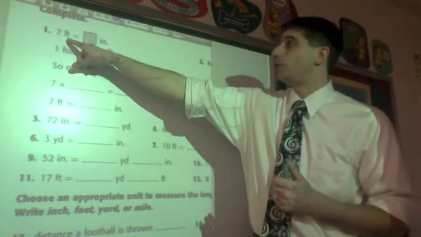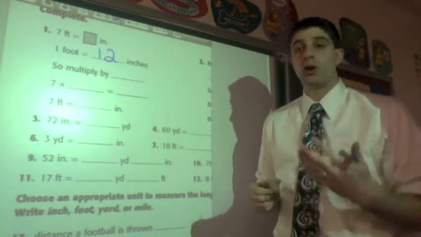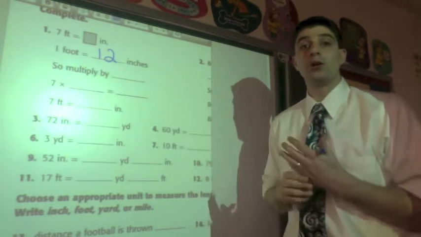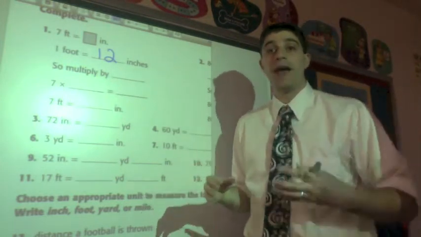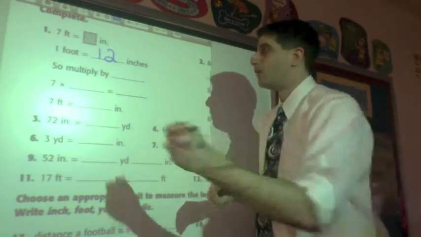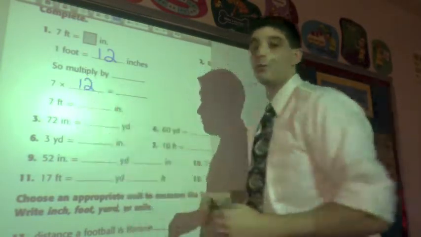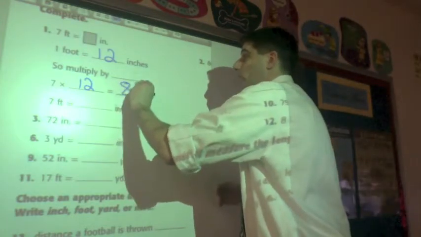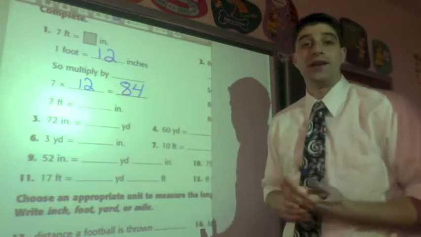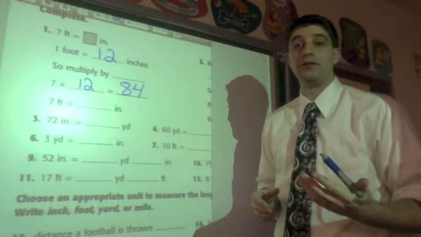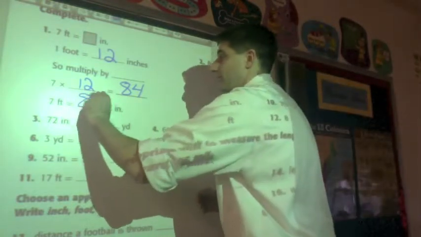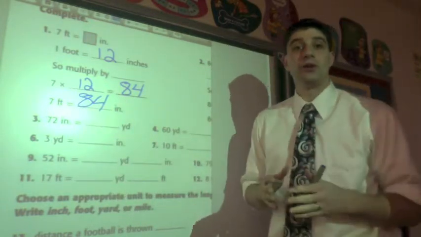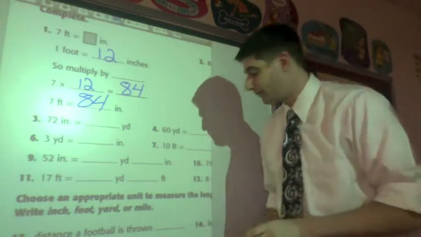So I'm going from a bigger unit, feet, to inches, so I'm going to multiply. So I take my 7 feet and I'm going to multiply it by my 12 inches, because how many inches are in a foot? And we said before it was 12. So I multiply 7 times 12 and I'm going to get 84. So how many inches are in 7 feet? And the answer is 84. So that's how I convert from a bigger unit to a smaller unit.